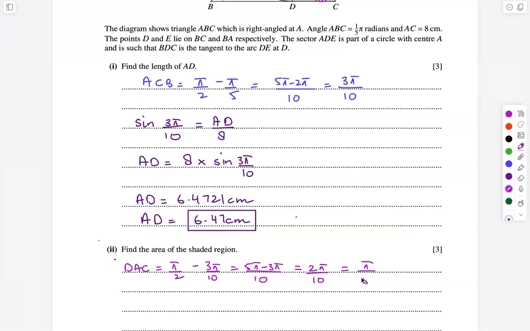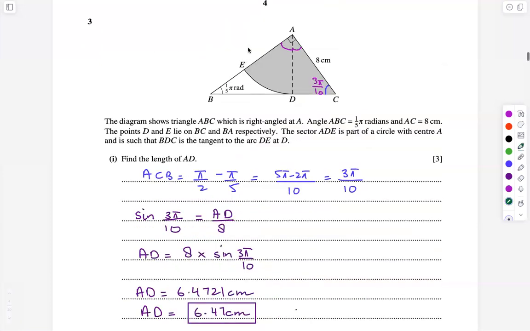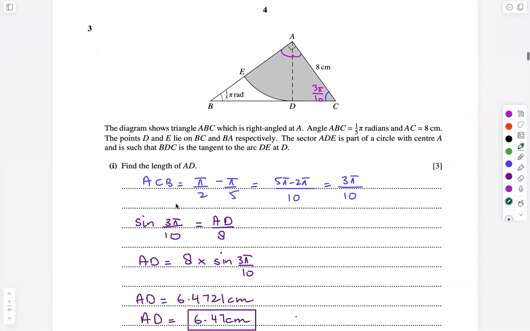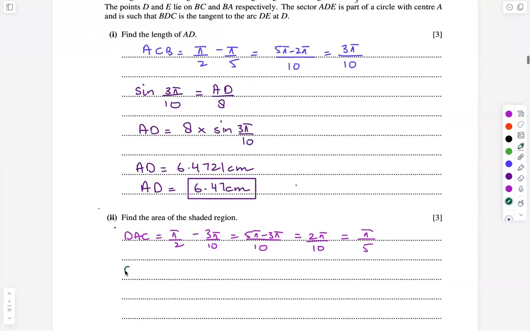As this angle is π/5, we know that as this complete angle was π/2, angle BAD will be π/2 minus π/5. Subtracting this, we'll again get the LCM as 10. Multiplying this by 5 and this by 2, we'll get 5π minus 2π, which is equal to 3π/10.